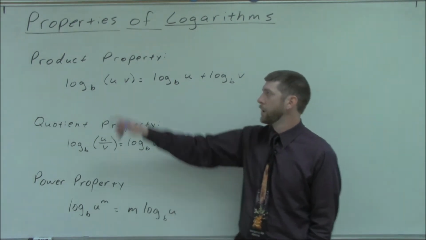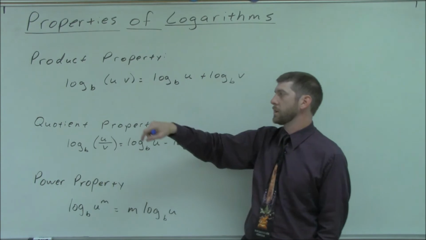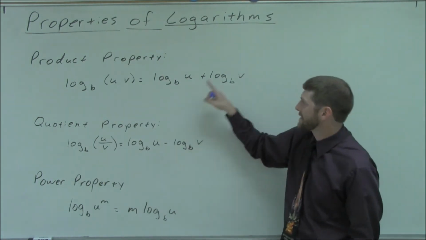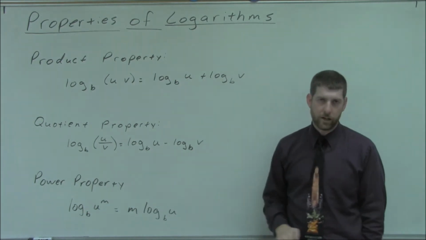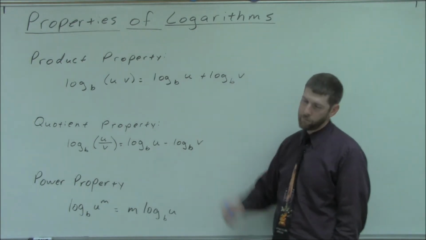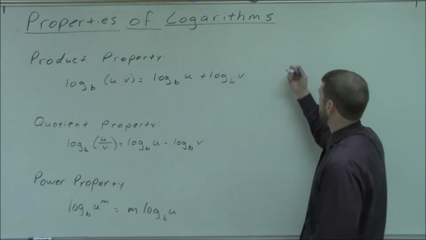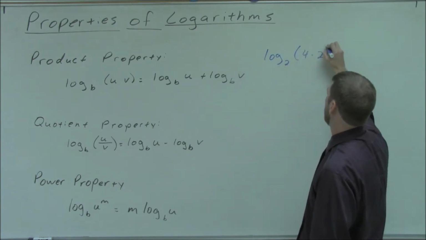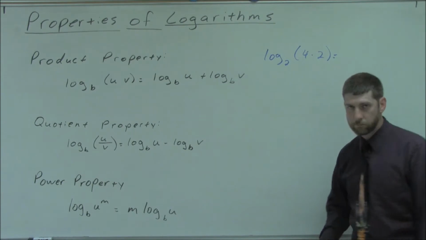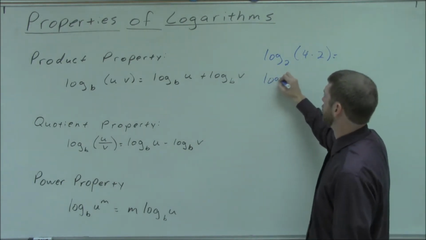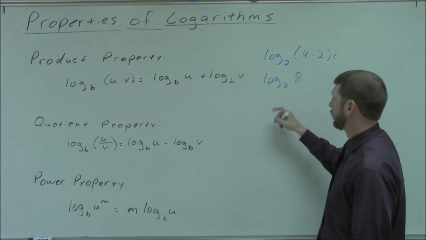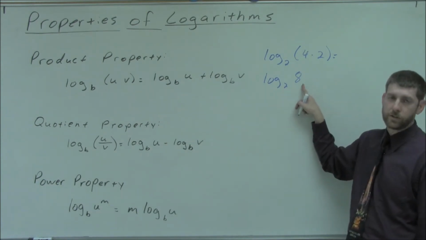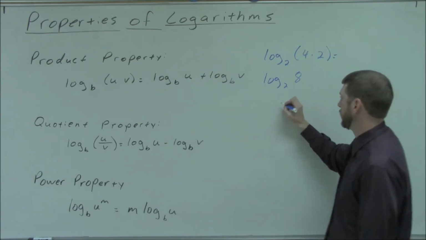So if I have log base b of u times v, log of a product, I can say that is the sum of the individual logs. And that's what we have right here. Well, let me give you a quick example. Say I have log base 2 of 4 times 2. Well, we know that 4 times 2 is 8, and how many times do I multiply 2 by itself to get 8? 2 to what power equals 8?